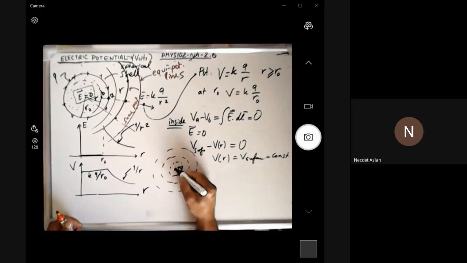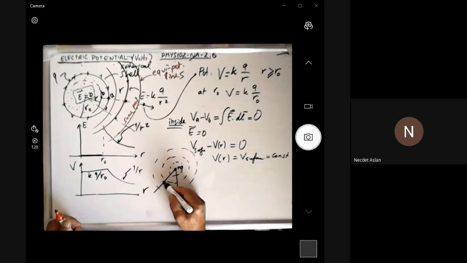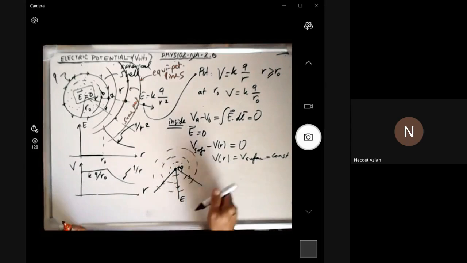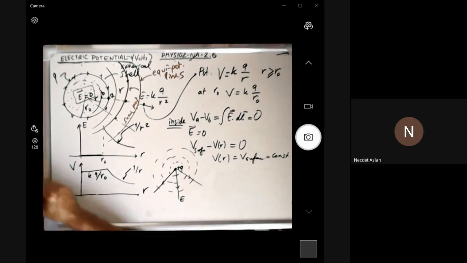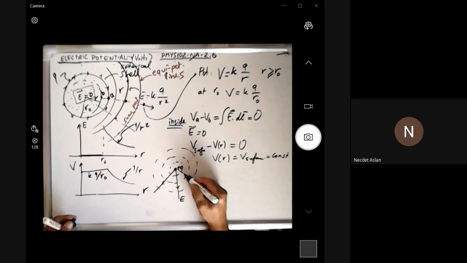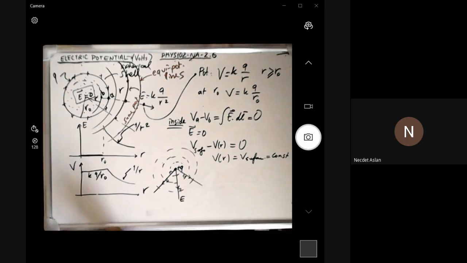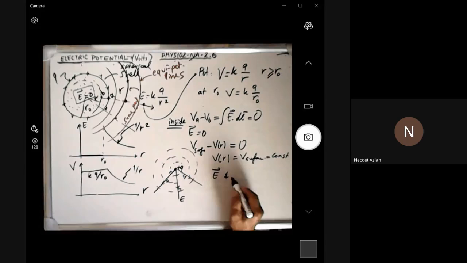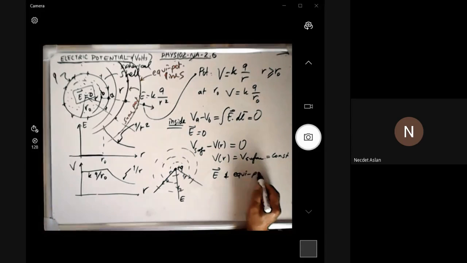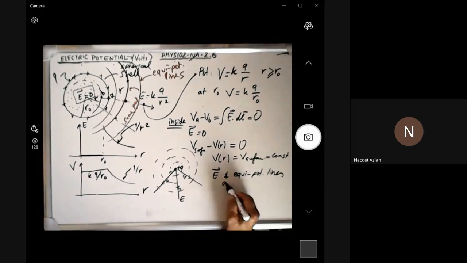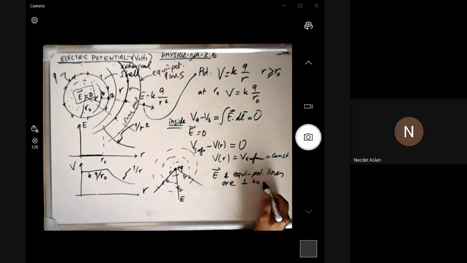But now there is a really interesting property. If these are electric field lines, and these are the equipotential lines, the angle between the two is always 90 degrees. So they are perpendicular to each other, as you see, at any point in space. So equipotential lines and electric field lines will be totally perpendicular to each other.